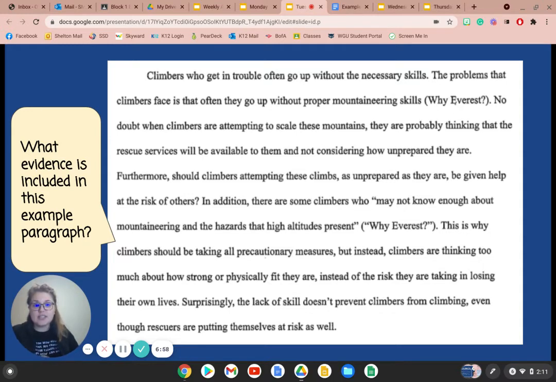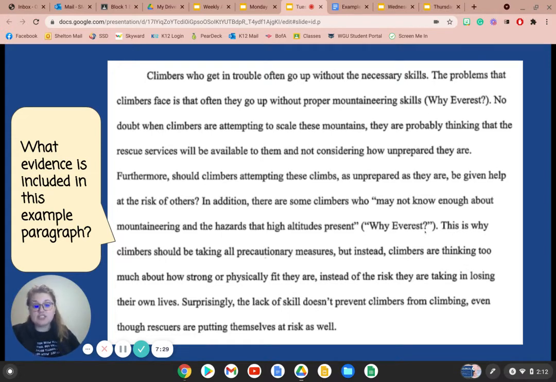Now, this person in the parentheses chose to put the article title in the parentheses. What should she have put there instead? She should have put the author's name and the page number. So that was one thing she got dinged on that she needed to improve. So she could have said, in Why Everest, it says that the problems that climbers face is that often they go up without proper mountaineering skills, by Guy Moreau on page whatever.